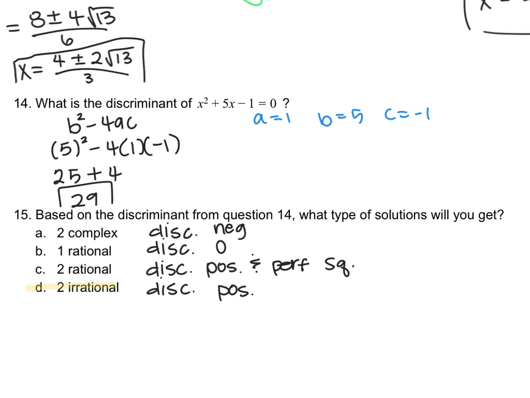So remember, complex are solutions that are going to have i in the answer. Two rational are when you're either going to get two whole numbers, two fractions, or a whole number and a fraction. And then two irrational is when you have a square root still in your final answer. One rational is either one whole number or one fraction. It just gets repeated.